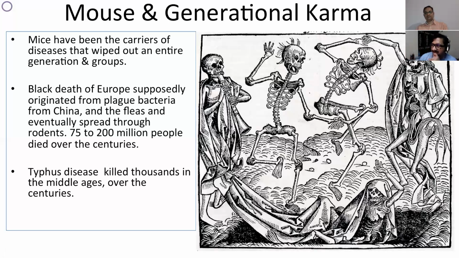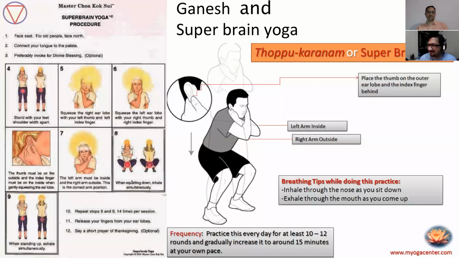So now this was an interesting thing. I wanted to slowly segue into Ganesh and the mouse connection with Ganesh. But one thing, a funny joke that's floating around, is that there is a thing called the super brain yoga procedure, in which you use your right hand to hold your left ear and your left hand to hold your right ear, and you do squats. You squat as you inhale, and squat up as you exhale. And someone actually trademarked it as Super Yoga.